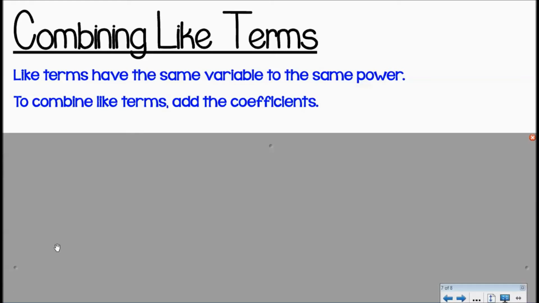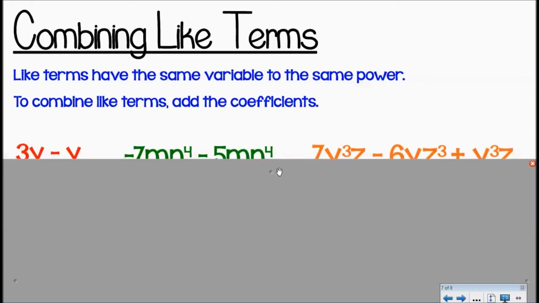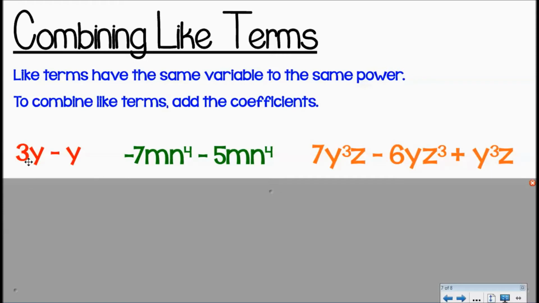So let's take these one at a time. Let's go with the red one first. 3y minus y. Those are like terms. They have the same variable. They're both to the first power. So combine their coefficients. 3, and that's like subtracting 1, or 3 and negative 1, which becomes 2y.